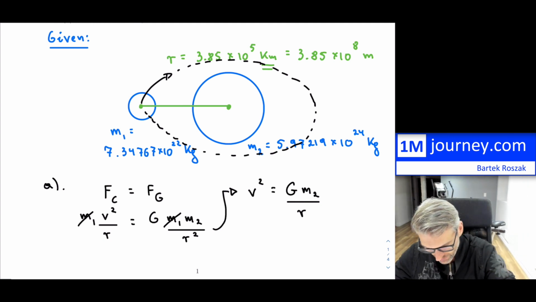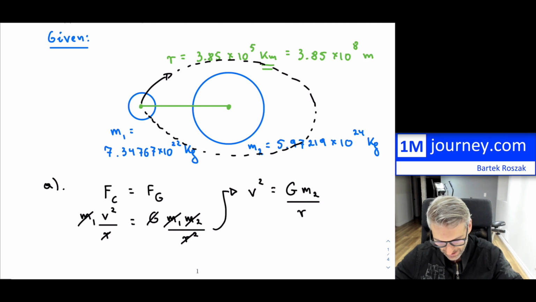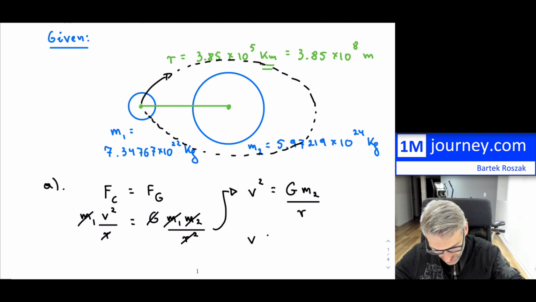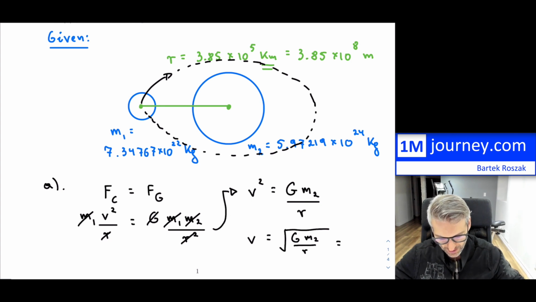So that's all nice. That means we have our G, we have our M2, over r, and the r squared is all gone. Now you can see that v is just the square root of all of this, whatever this is. And now we can substitute this back in here and find out.